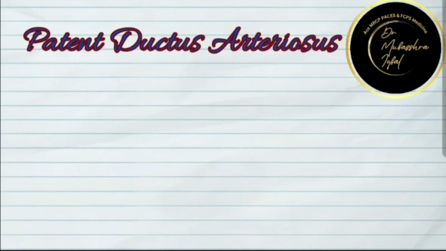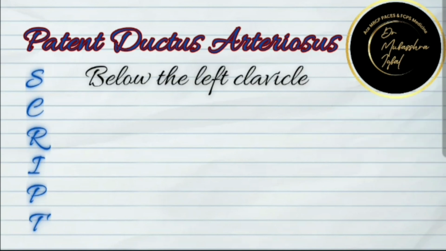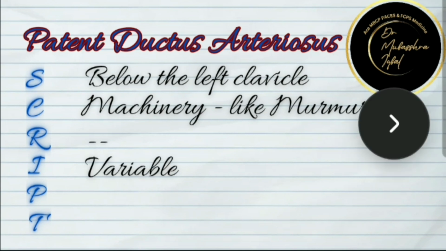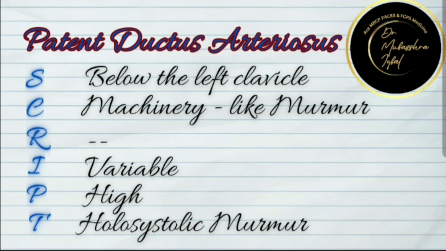This is the murmur of patent ductus arteriosus. It is best heard below the left clavicle. It is a machinery-like, continuous murmur, with no radiation, variable in intensity, and high-pitched.